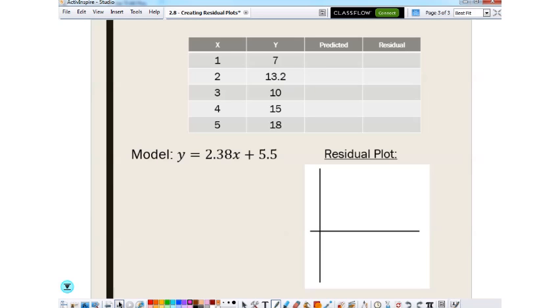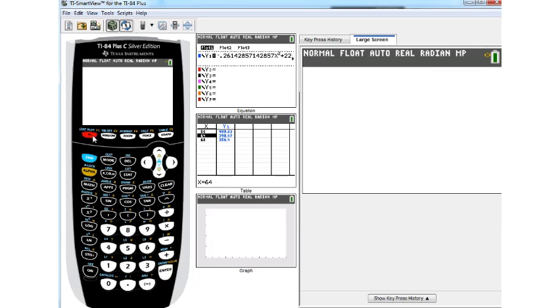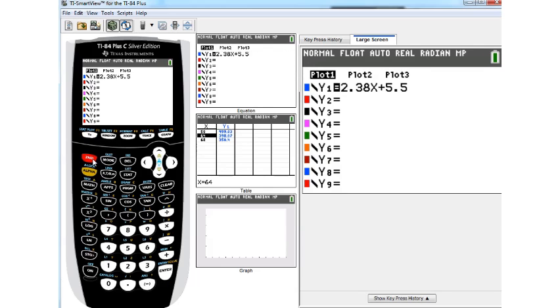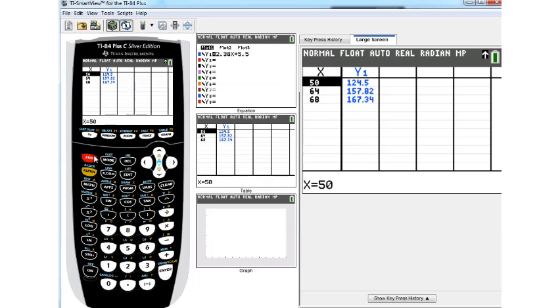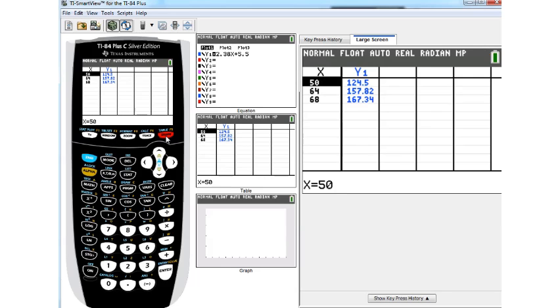Now we are going to use that model to find all of our predicted values. We plug each x value in, so we have 2.38 times 1 plus 5.5. We could do this longhand and plug each one in, or we could be smart. Since we stored our regression equation in Y1, we can go over to the table. We want to make sure the table setting, under 2nd Window, is on Ask, which mine is. Then we go back to the table and type in the x-coordinates: 1, 2, 3, 4, and 5. Then we transpose our numbers over.